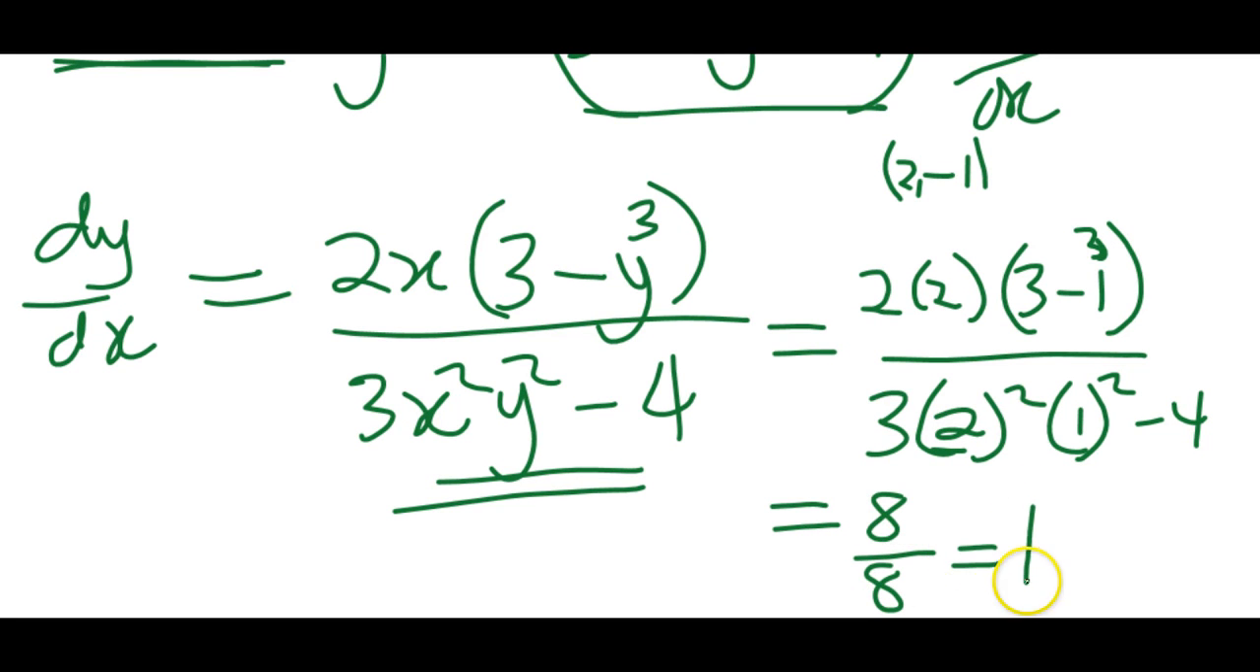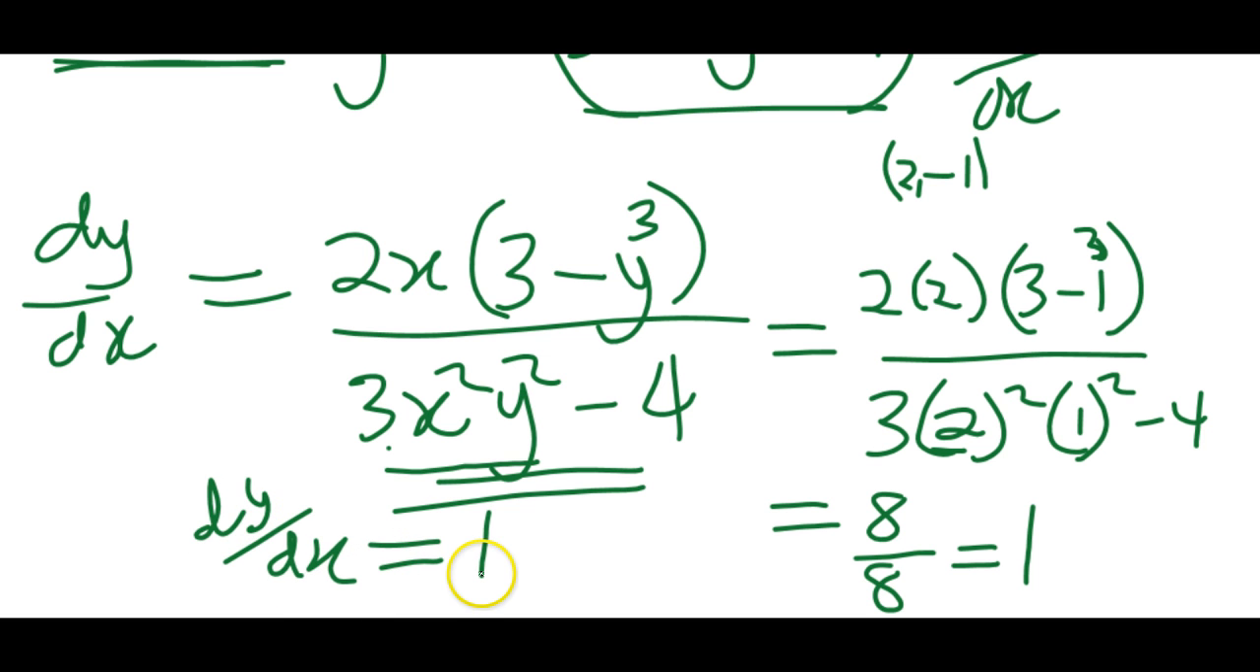And so finally, the value of dy/dx is equal to 1. This is what we are supposed to get as our final answer, but not the general expression, as I said earlier, because they gave us the values of x and y, so we have to substitute them before we get our result.